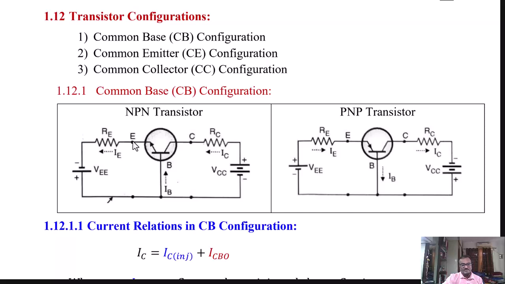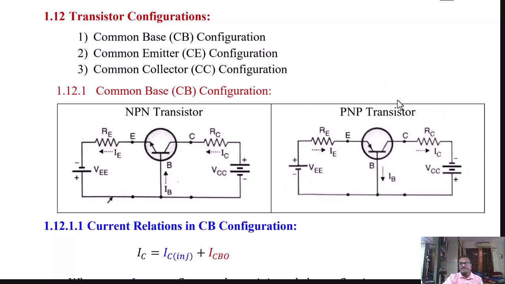emitter junction. The current which is forming the input current is denoted as IE, and in the output circuit, the current is denoted by IC, that is the output current, which will be established by the biasing source VCC in the collector to base output circuit.